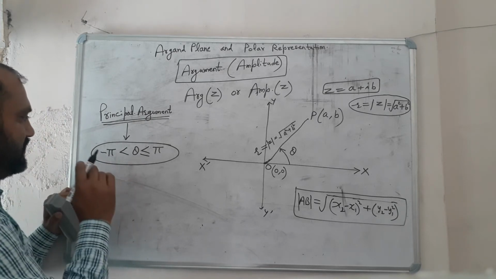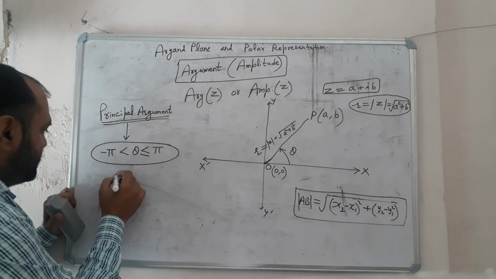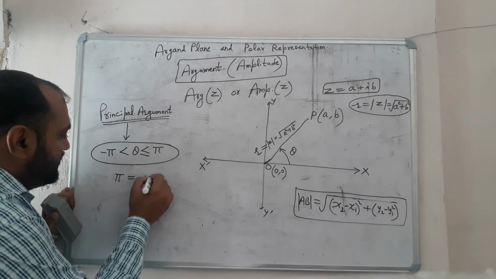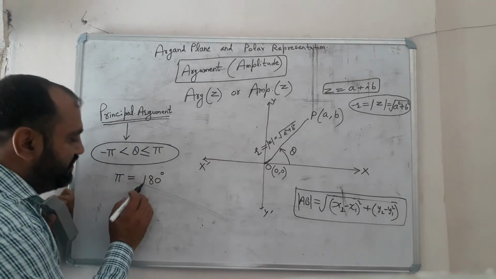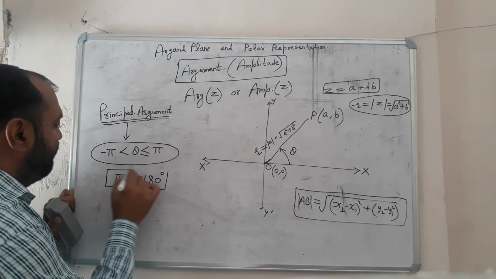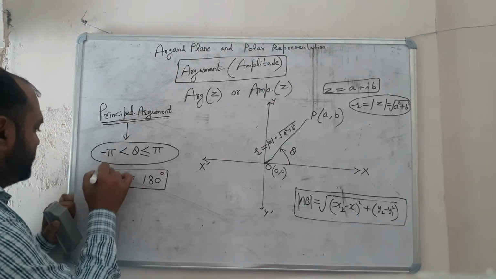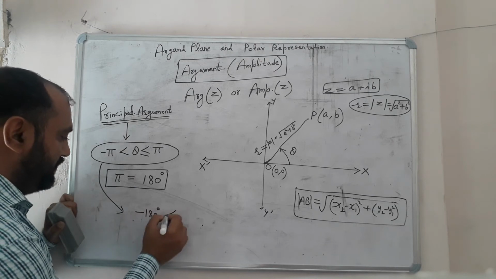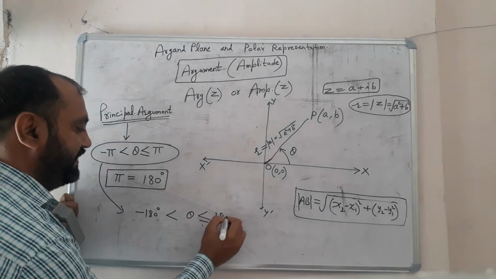Now there is some confusion about what pi is. Try to understand what pi is. Pi means it is an angle in degrees, and its value is 180 degrees. So remember this, the value of pi is 180 degrees, and so this becomes minus 180 degrees less than theta less than or equal to 180 degrees.